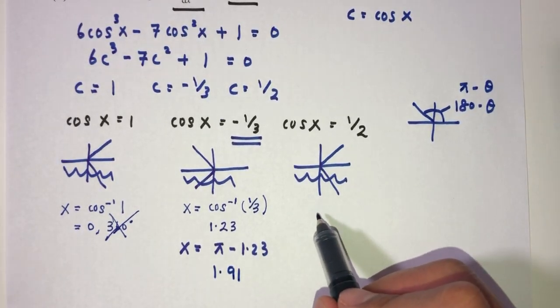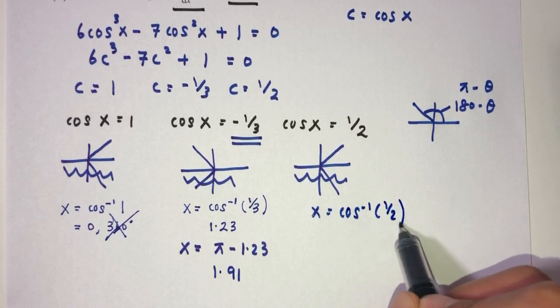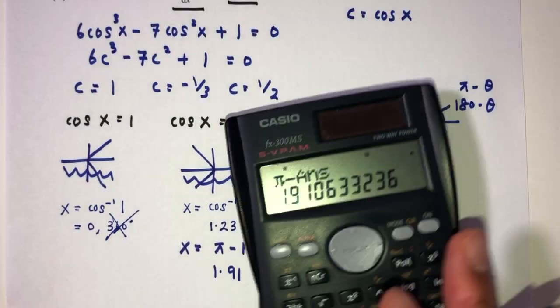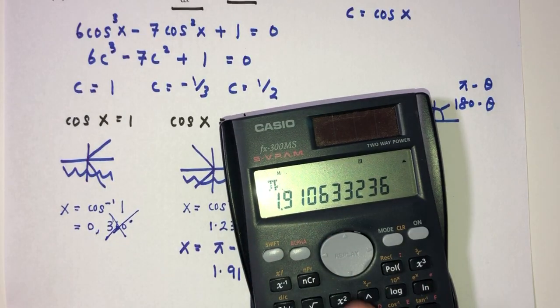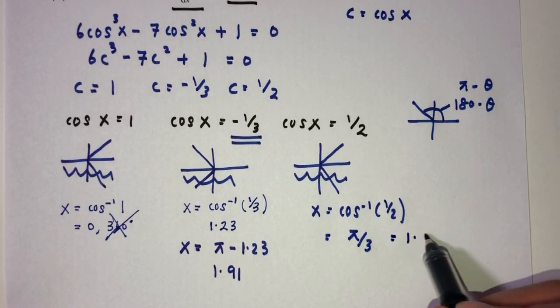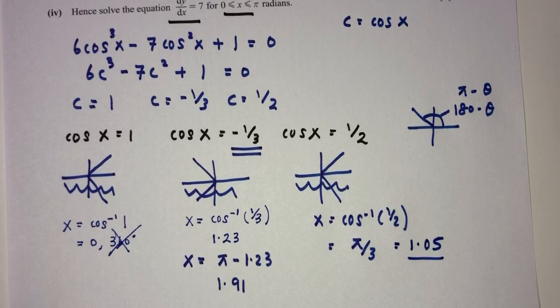And for this one, x will be cos inverse of this. That will be 60 degrees, pi over 3 as your answer. So pi over 3 is how much? 1.05 as your possible value. Now that should be all for question number 10.